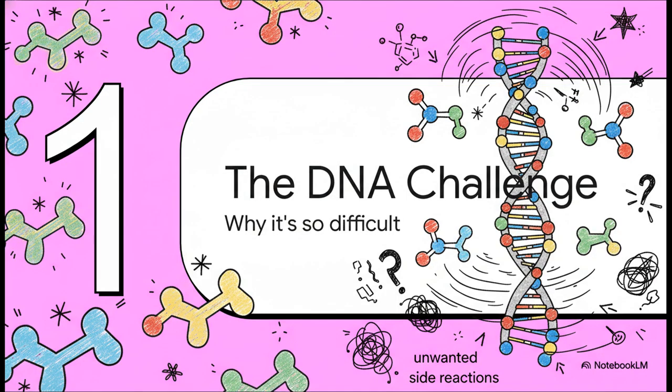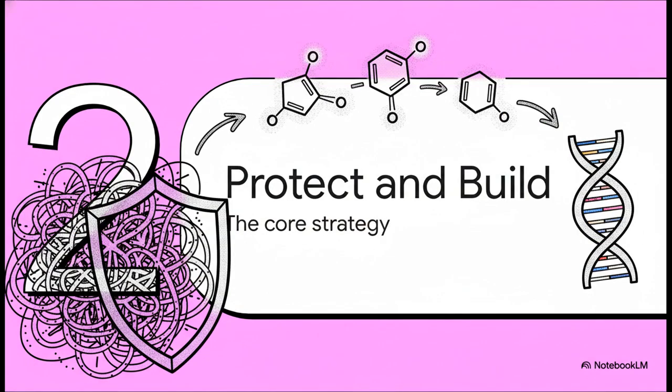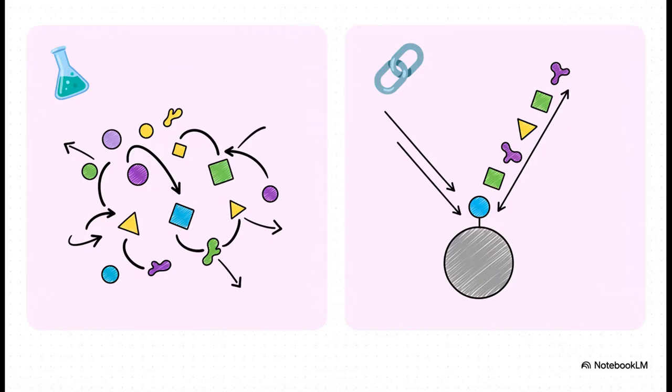The building blocks of DNA are super reactive. I mean, they're just itching to connect with things. So getting them to link up one at a time in the exact order you want without creating a total mess of side reactions, well, that is a huge chemical headache. To get around this, chemists came up with two incredibly clever ideas that are really the foundation of this whole thing. One is a way to control the chaos, and the other is a way to protect the molecules until the exact right moment.